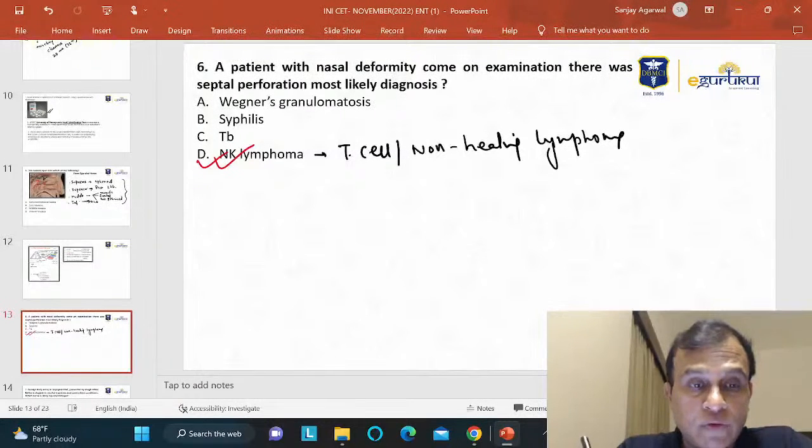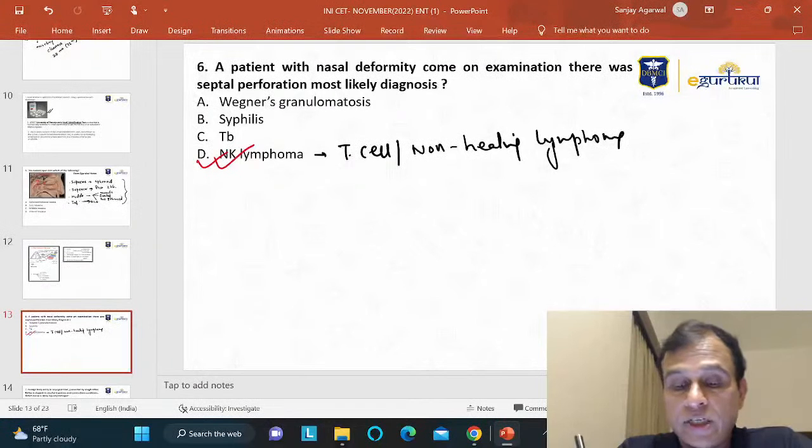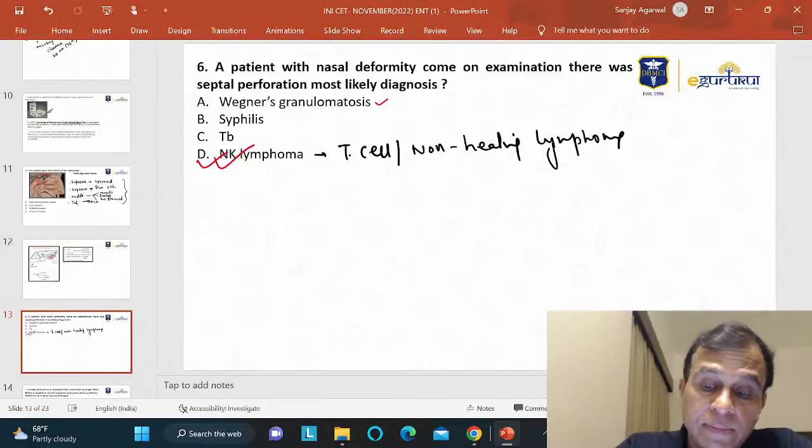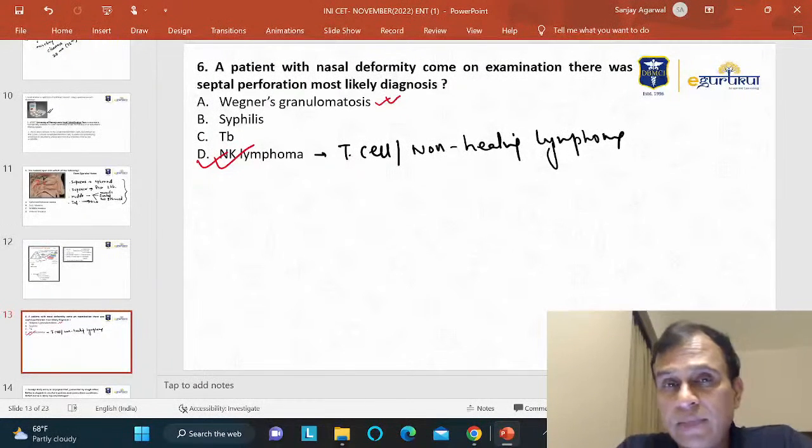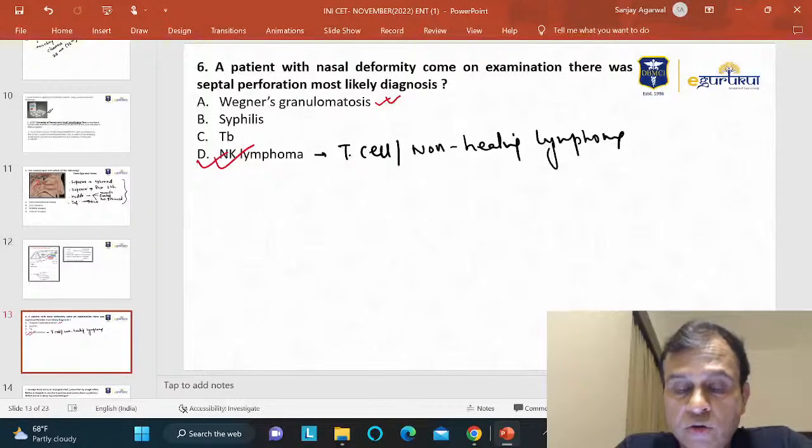Now the first one, Wegener's granulomatosis, as the name tells you, forms granuloma in the nasal cavity. It's a type of vasculitis that causes granuloma in the nasal cavity. So the destruction of the nasal septum and the deformity of the nose is very limited and happens only at a very late stage, and often doesn't happen. Before it's too late, the patient gets treated.